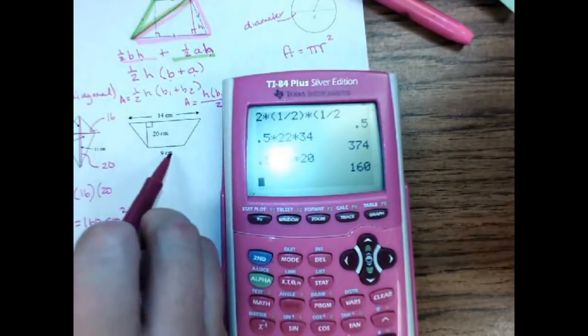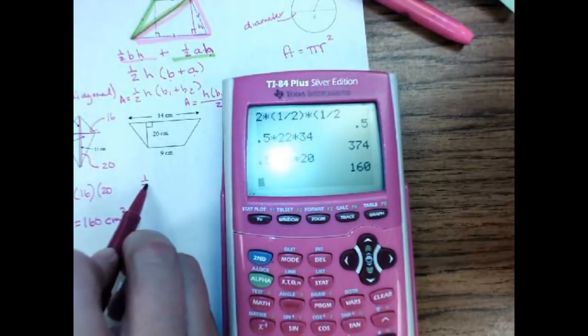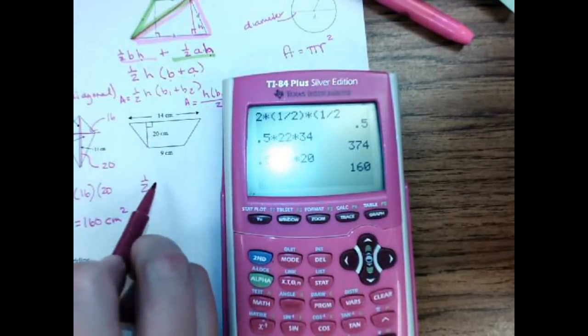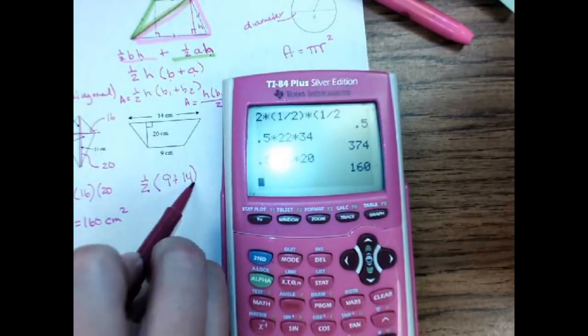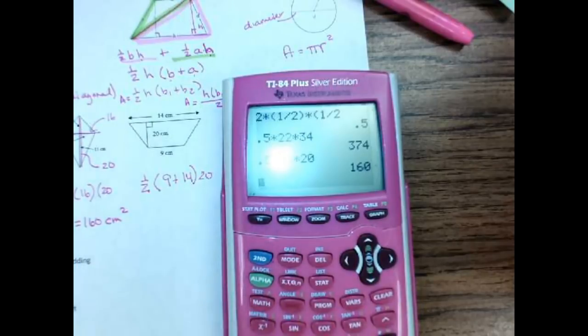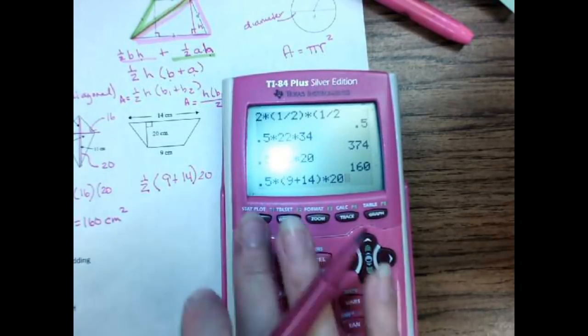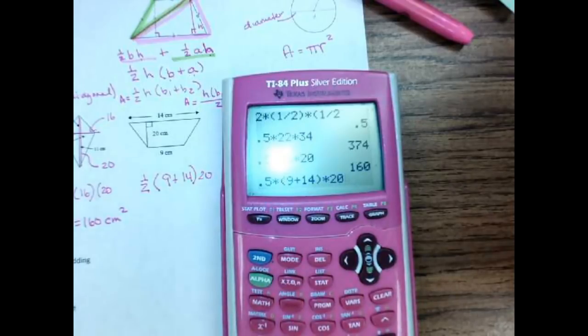Alright, here's our trapezoid. Here's my two bases and my height, so I have 1/2 times my two bases added together times the height. And notice I'm just putting it in parentheses just like I wrote on my paper, and that'll keep you from messing it up. If you don't do this, you're probably going to type it in wrong and get it messed up.